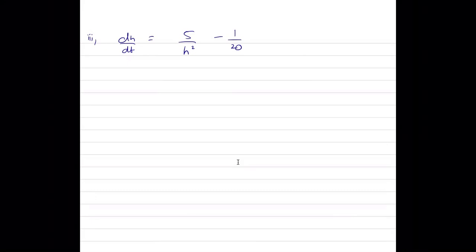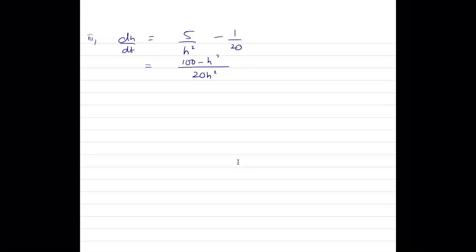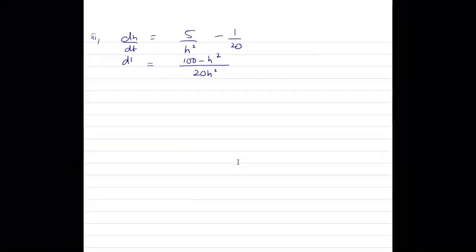We need to find an expression of t in terms of h. So t equals a function of h. If you solve this, what do you get? 20h square, 25 times 20 is 100, minus h square. Would you agree that this is going to be dh over dt? Yes, sir. So dt over dh is going to be 20h square over 100 minus h square, right?